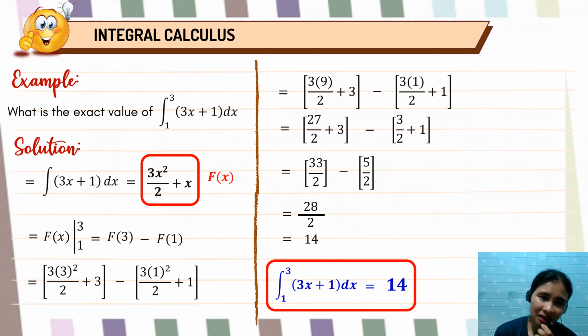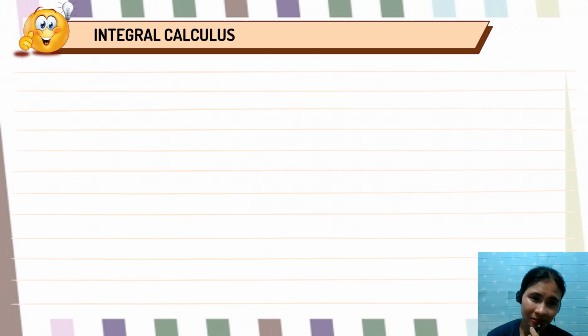So expected na, if we are talking about a definite integral, our final answer will always be in a constant form. It could be a whole number, it could be positive or negative, a fraction, an integer. So it should really be a constant number. Okay? Now, let's have the last example about radicals.